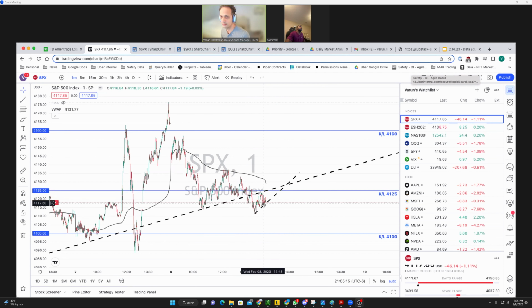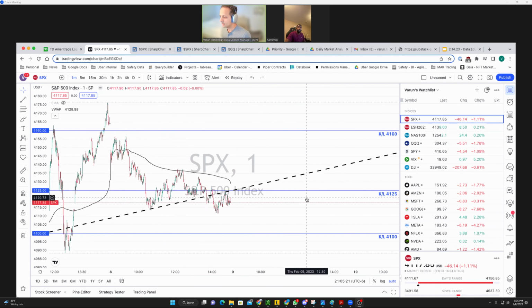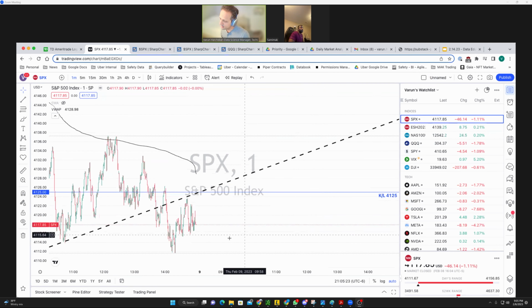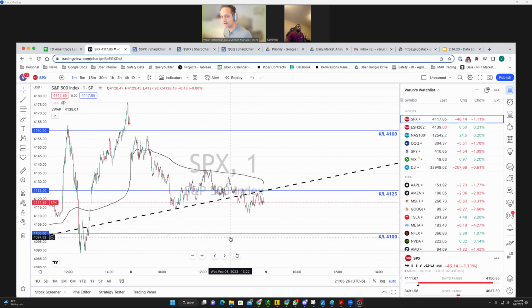A higher low from the close. For example, we closed at 40.17. Yes, a higher low from the close, with the stop loss below today's lows, or 4100. What would you say?